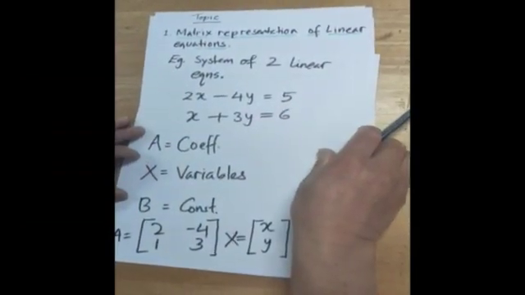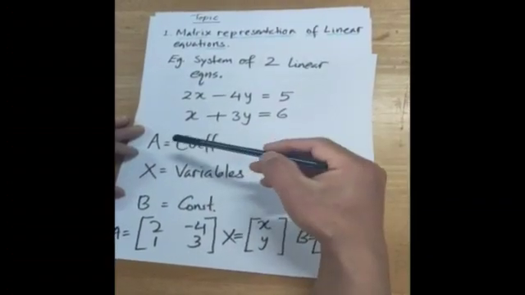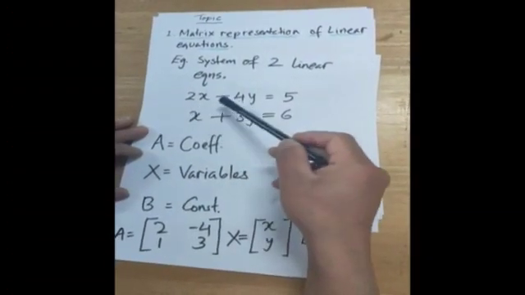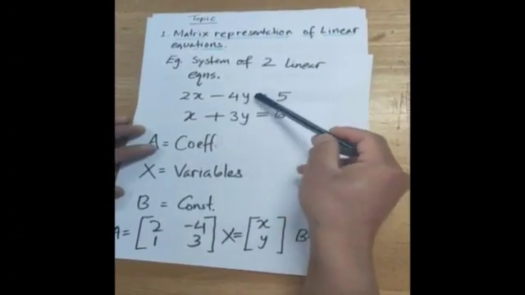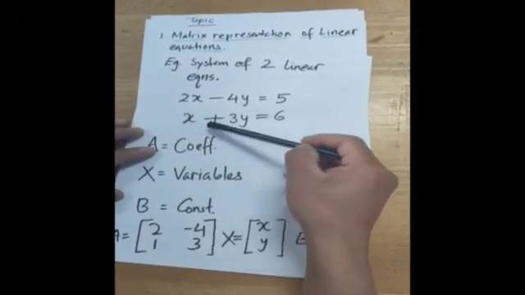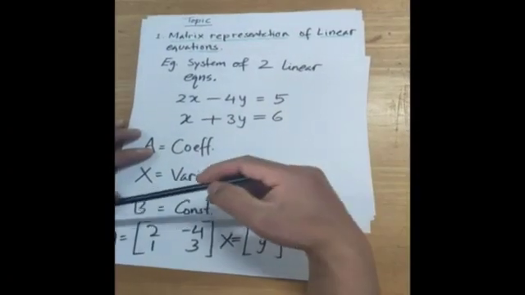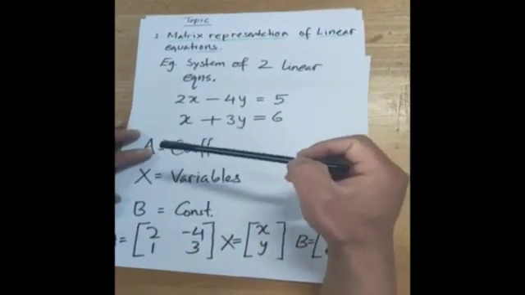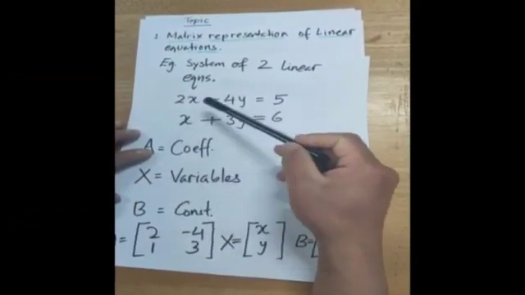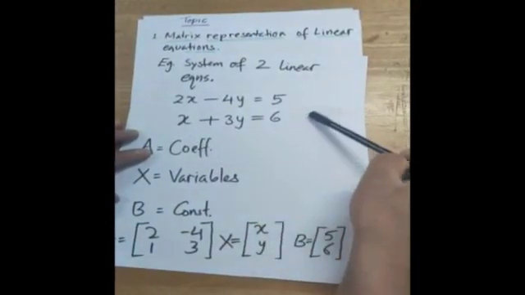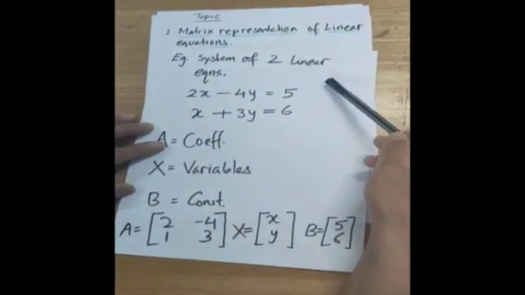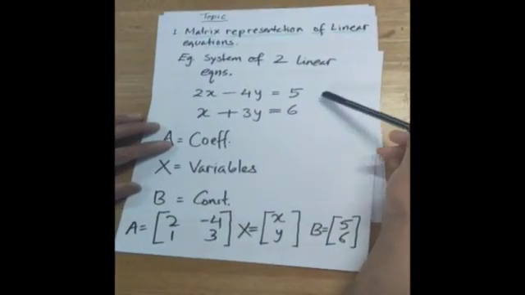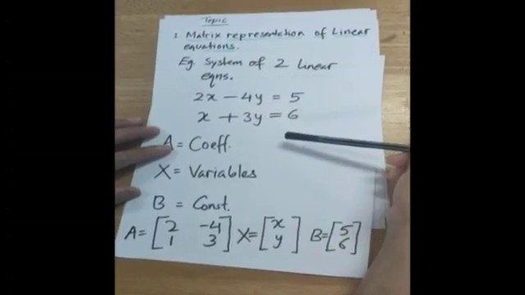So in these two equations, the values 2 and negative 4 in the first equation are known as coefficients, as well as the coefficients of x and y in the second equation, which are 1 and 3. The variables involved in the system of linear equations are x and y, and the constants of this system are 5 and 6.